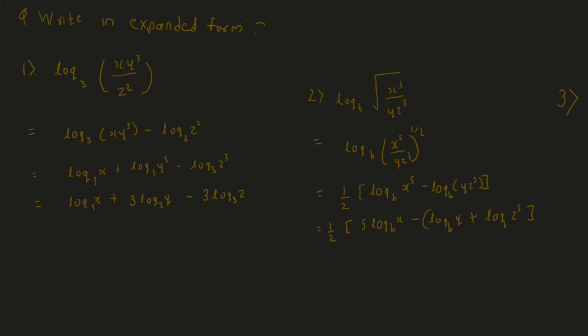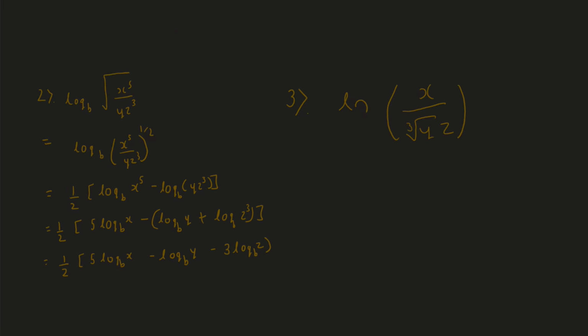Okay, let's first write it as one term, and then we can multiply the negative sign in the next step. So this becomes minus log y to the base b, minus 3 can be taken outside, and this becomes 3 times log z to the base b. This is the answer to the second question. The third one is simple as well.